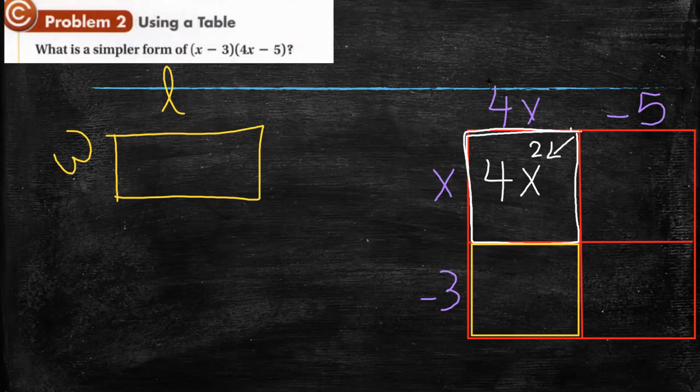Is it right, grade 8? If I want to find the area, yes, I multiply the length times width. Here I will do the same. Look at this rectangle here. This is the length and this is the width. That's why I multiplied them.